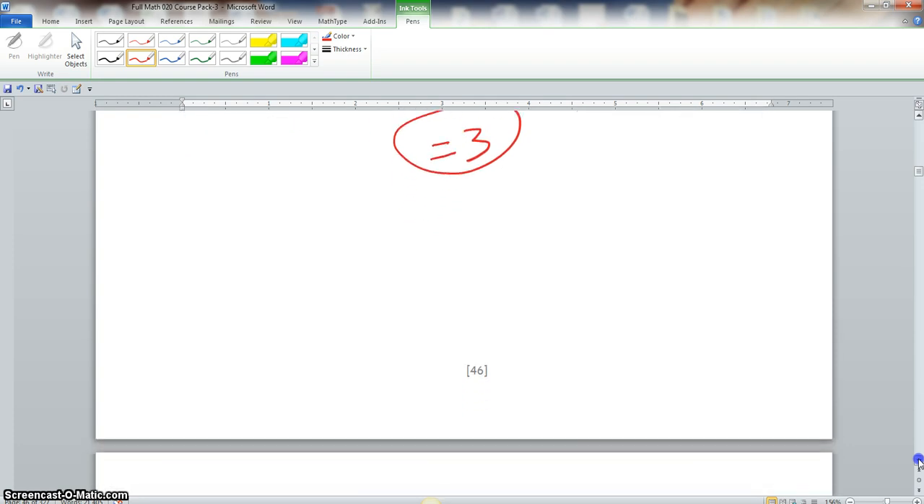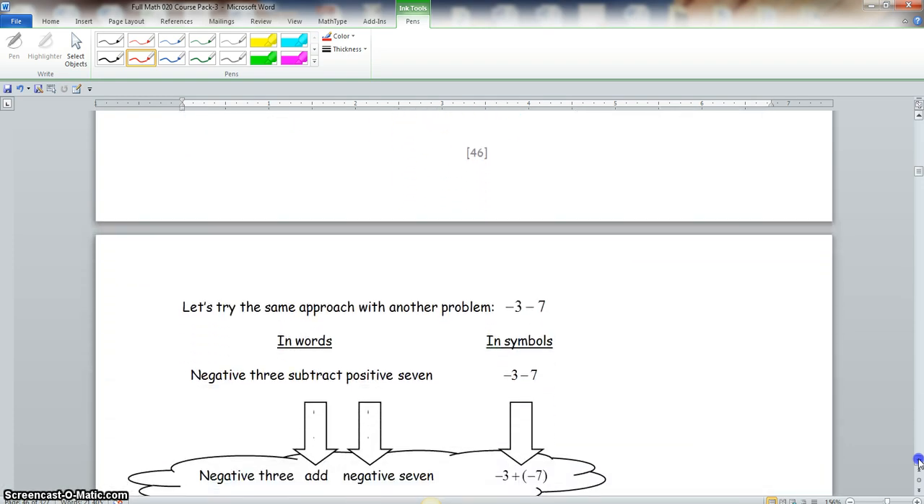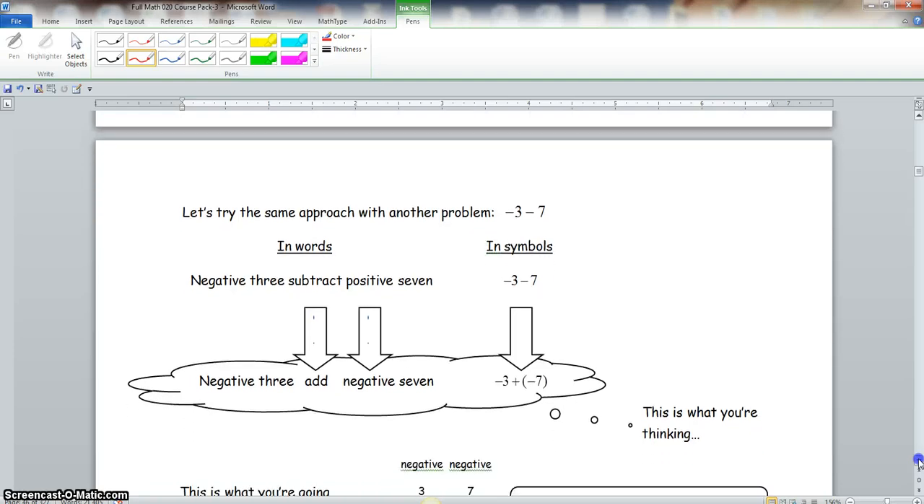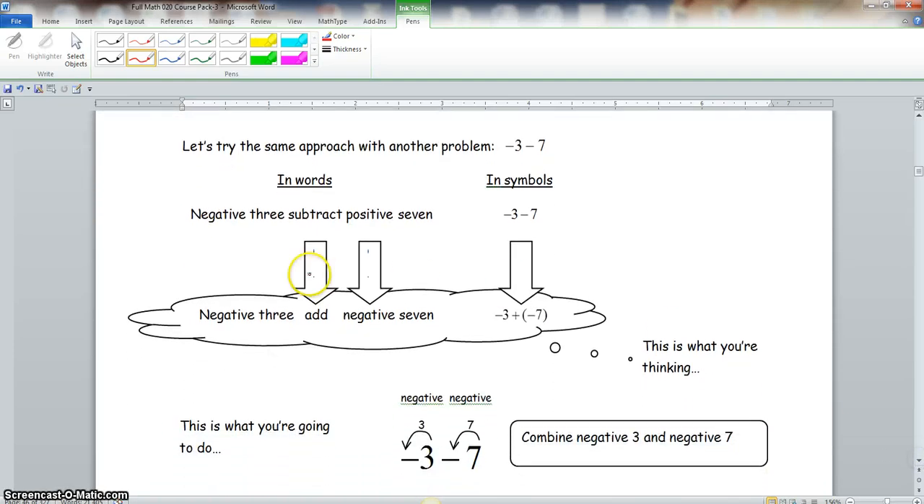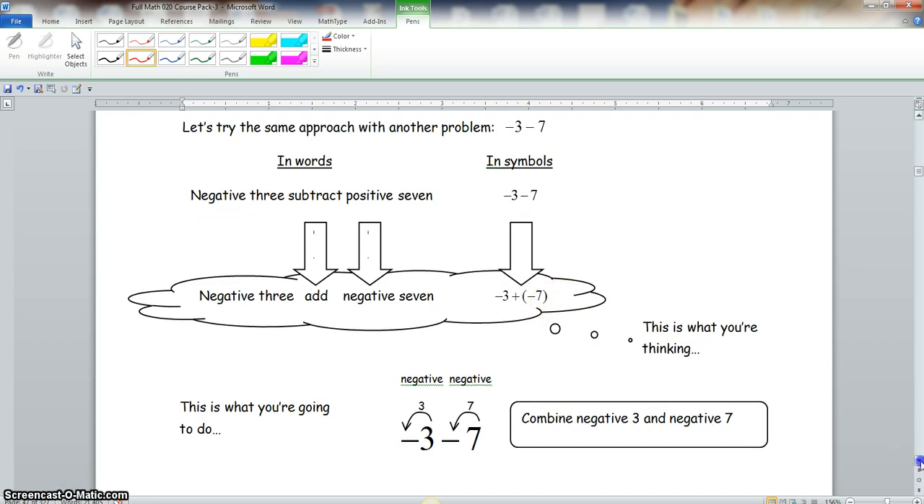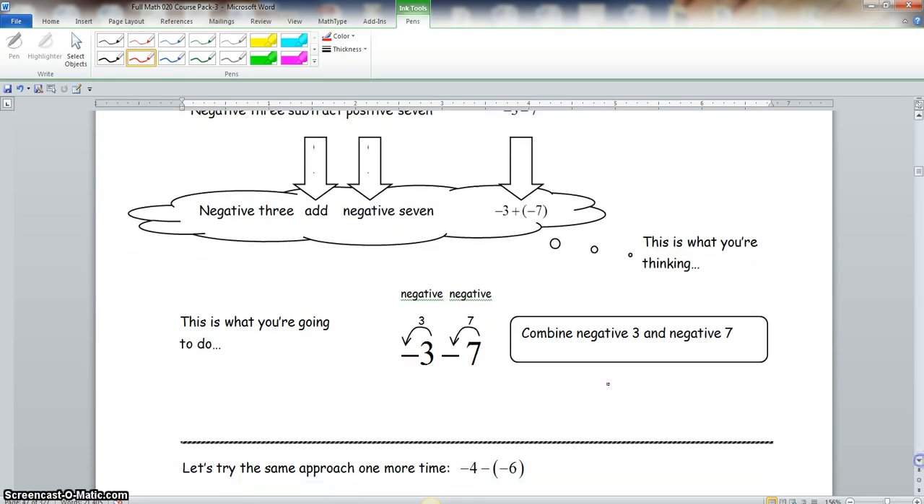Okay, now, if we scroll down here, it says let's try the same approach with another problem. Negative 3 minus 7. It says in words, negative 3 subtract positive 7. So negative 3, and then we will add negative 7. That's another way of rewriting this. So it's negative 3 plus a negative 7. And we know when we have the same sign, we add them together and carry the sign. So we know a negative 3 minus 7 is supposed to give us a negative 10.